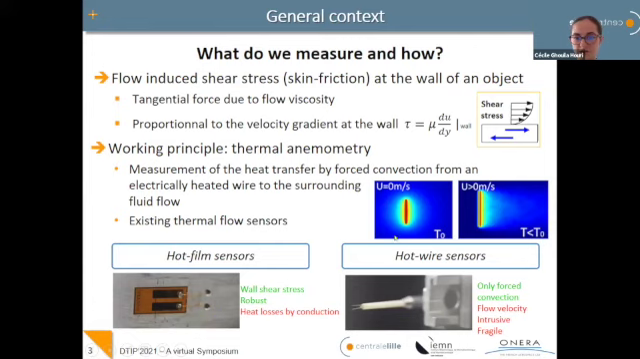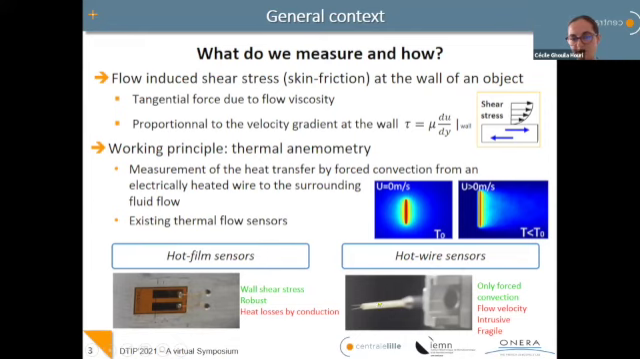There are existing thermal flow sensors that were developed since many years, and two main designs were developed, hot film sensors and hot wire sensors. In hot film sensors, the wire is deposited on a substrate that can be flexible, and hot film sensors are then very particularly useful for shear stress measurements, since they are implemented at the wall of an object or in the wall of a wind tunnel, and they are very robust.